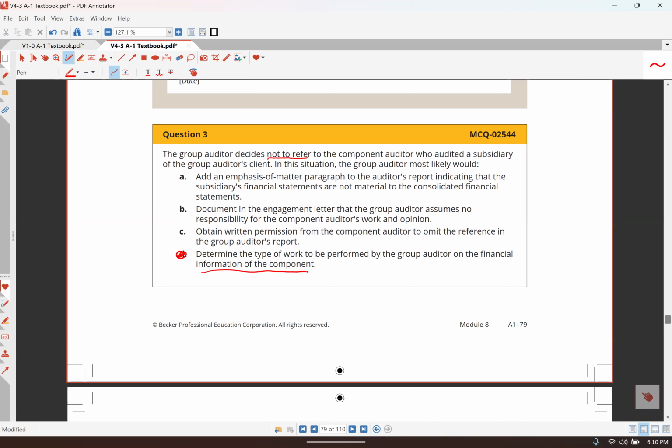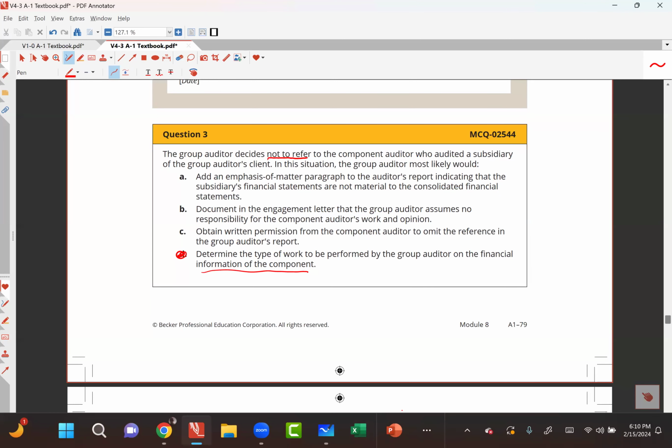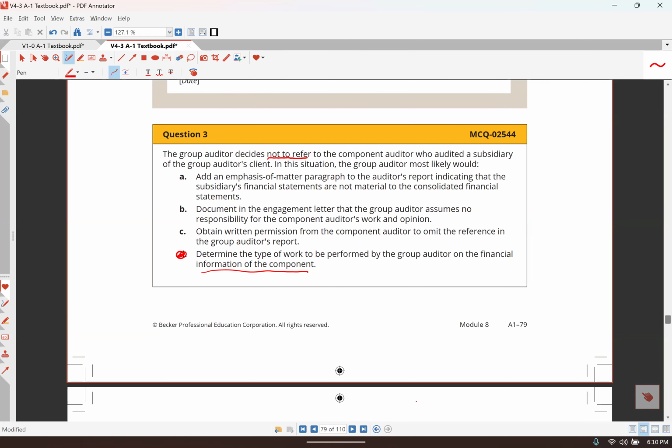If you don't refer, then you absolutely are assuming responsibility for their work. That's why you're directing their work that you do. And show me where in the discussion we ever talked about engagement letter. Am I missing something, guys? No, Professor. Okay. If you don't refer to them, you're on the hook for the work that they did.